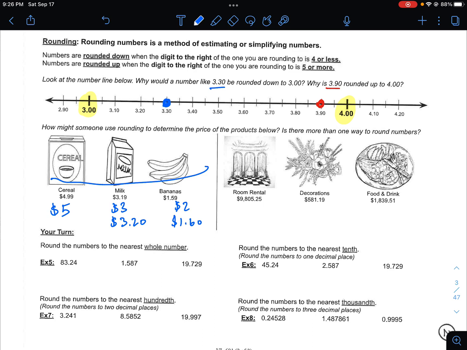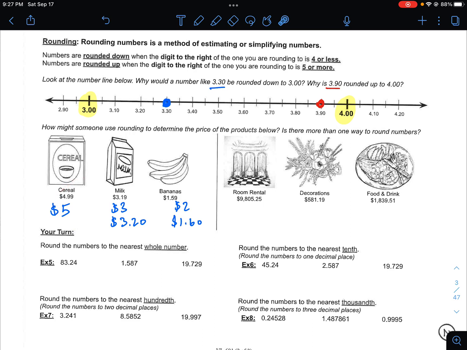So if you were buying these 3 things, the cereal and the milk and the bananas, you would say, oh, well, let's see, it's about 5, 6, 7, 8, 9, 10. So the whole thing is about $10. Or if you want to be a bit more specific, you can say it's 5 plus 3.20, that's 8.20, plus 1.60, that's 9.80. So you would say, oh yeah, that's $9.80. Or you can say it's $10. How much does it matter?